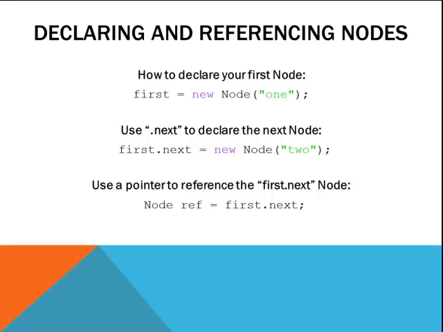Declaring and referencing nodes. Recall that we've already declared our first node and set it equal to null. Now we'd like to assign the first node a value. We do this by saying first = new Node, and we're going to give it the value of 1. We're going to use the dot next to declare the next node. So we say first.next = new Node 2. This will declare the next node. We use a pointer to reference the first.next node by saying Node ref = first.next. Now the first.next node is assigned to the reference ref.